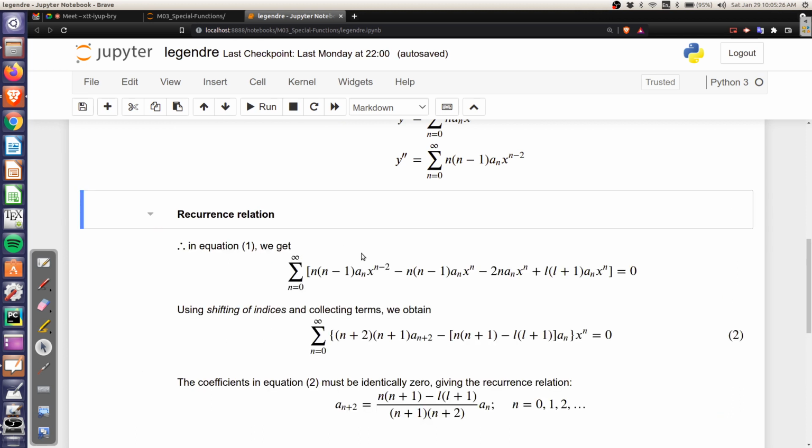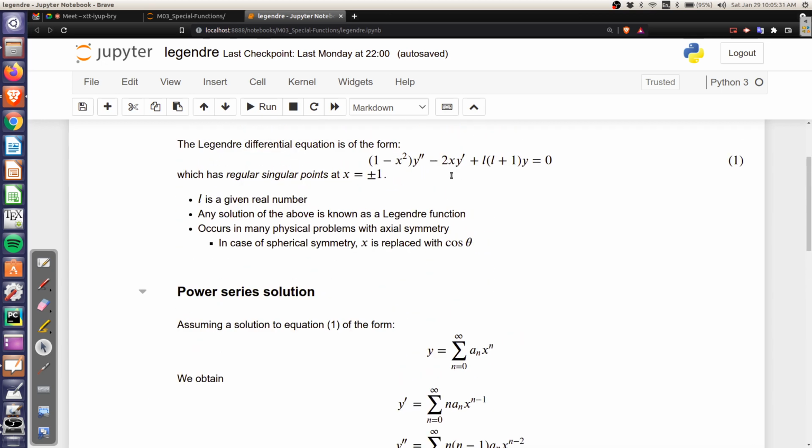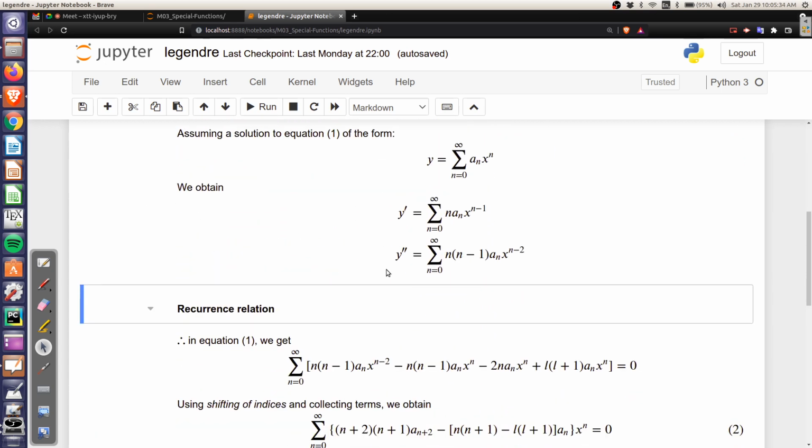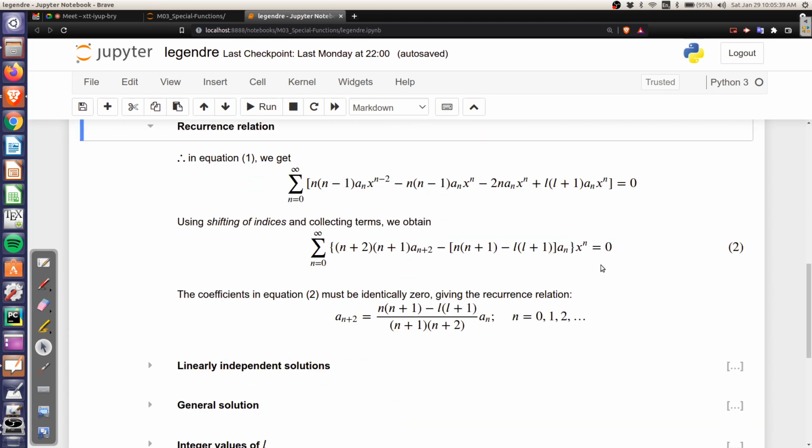So in equation number 1, we substitute y prime and y double prime, and then equation number 1 takes this form, where we have a summation, and then we use something called shifting of indices, and we collect these terms. Shifting of indices is basically a method by which you can convert all the terms to ensure that all the terms have the same powers of x. In the most general term, x has a power of n. So then we can just take x to the power n common, and whatever is left behind, these are the coefficients of x to the power n.